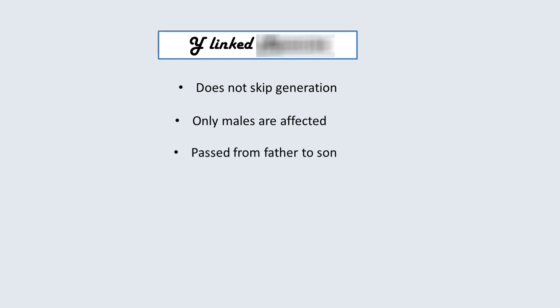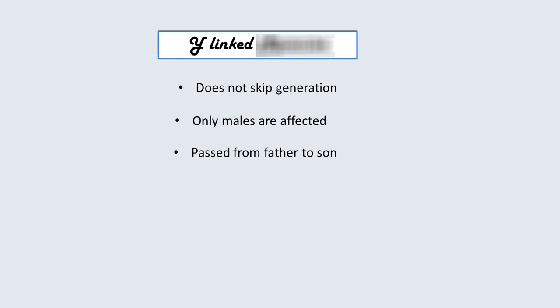And finally, we will look into the Y-linked. The Y-linked is pretty much straightforward because there is no skipping of generation, and generally we see that only males are affected. And interestingly, this trait is passed from father to son. So with respect to autosomal dominant or autosomal recessive, X-linked dominant or X-linked recessive, you see that the trait is never passed from father to son. Only in the case of Y-linked, you see that the trait is passed from father to son.